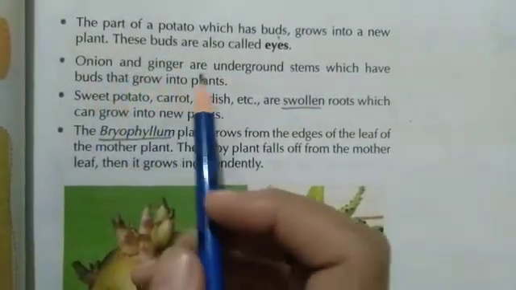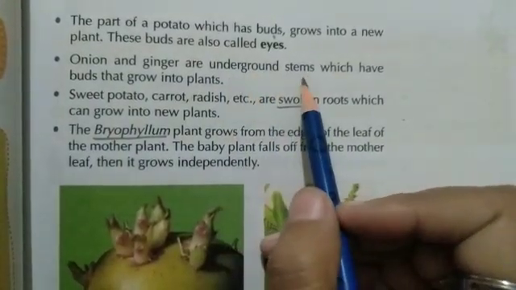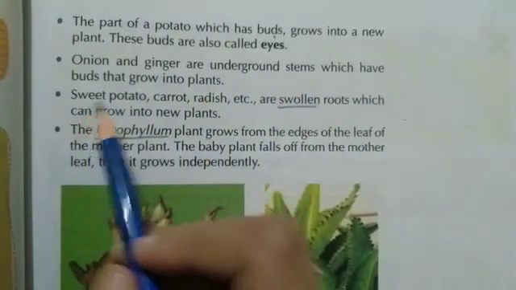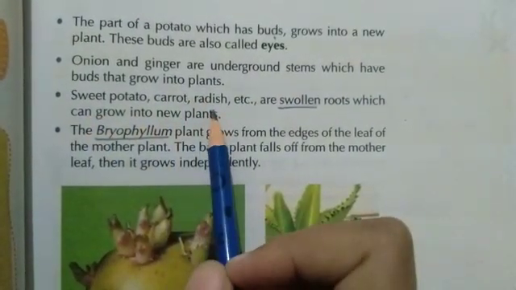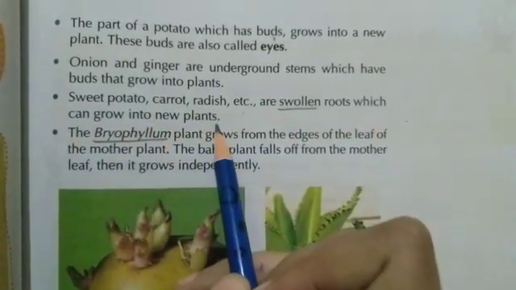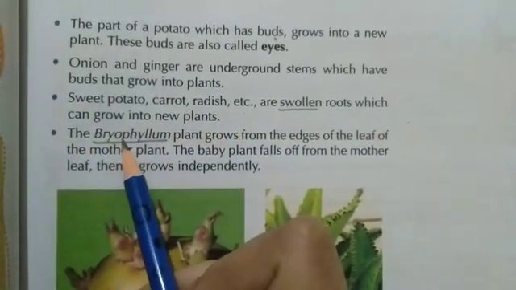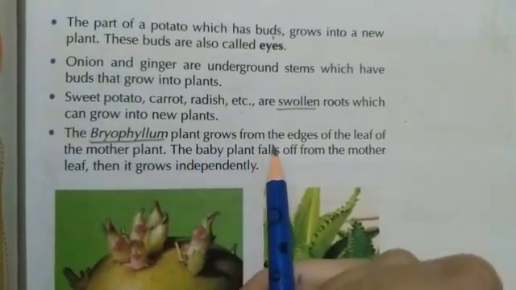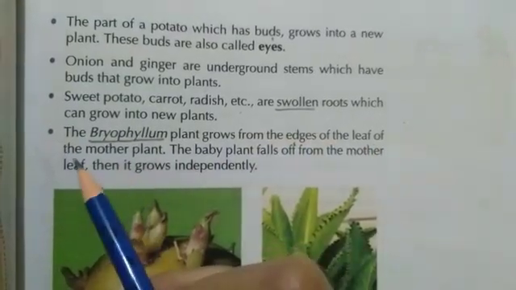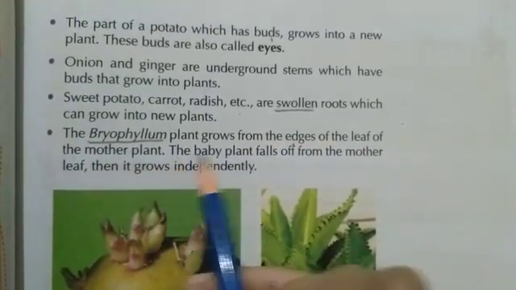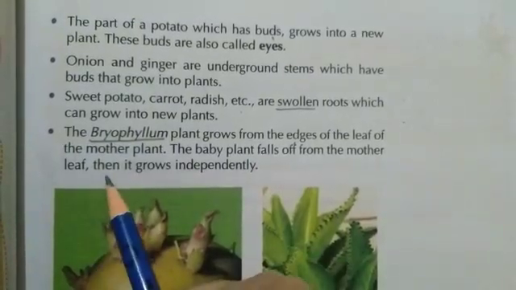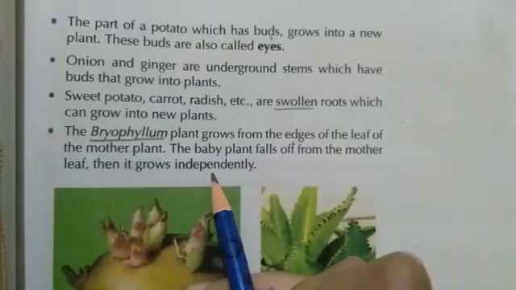Onion and ginger are underground stems which have buds that grow into plants. Sweet potato, carrot, radish, etc. are swollen roots which can grow into new plants. The bryophyllum plant grows from the edges of the leaf of the mother plant. The baby plant falls off from the mother leaf, then it grows independently.